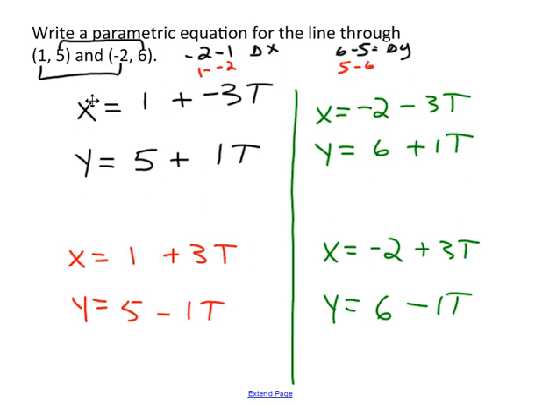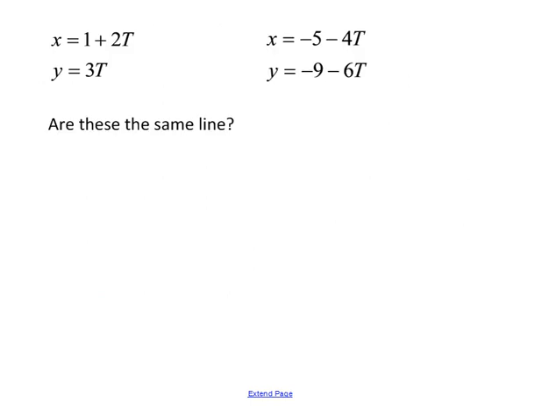They will happen at different t's, but that's okay. I will draw the same graph. It just will vary in how I draw it. But they are the same line. If I turn them into a y equals, I would get the same y equals for all of those equations.